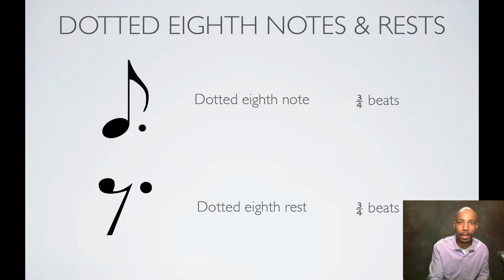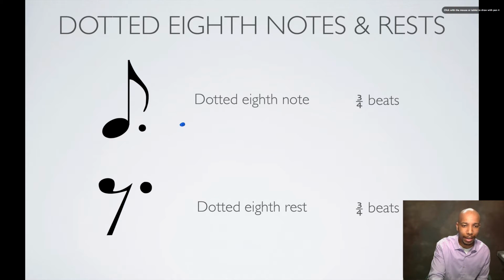So we've seen the dot a couple times before already, and this is the third time that we're going to see it. This time we're going to see it on the eighth note. So just a quick recap. The dot adds 50% value, or half the value of whatever note it's dotting, and that's how you get the value for any dotted note.